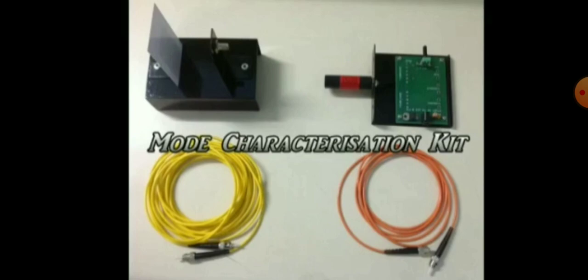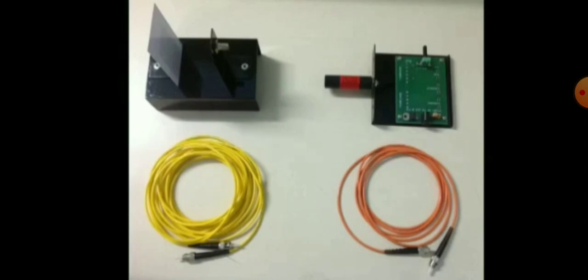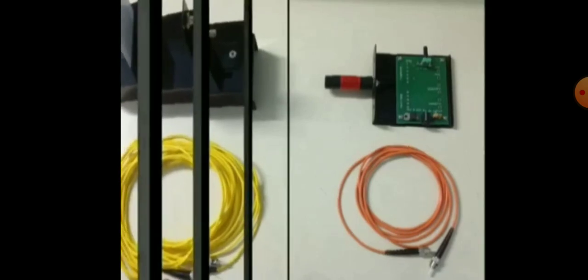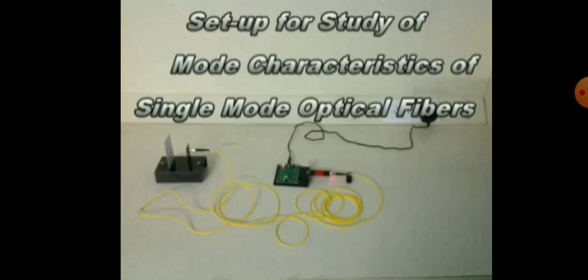This is our mode characterization kit, which contains the laser diode unit, detector unit, multi-mode optical fiber cable and single mode optical fiber cable. This is our full setup for the study of mode characteristics of single mode optical fibers. This is a close-up view of this experimental setup.